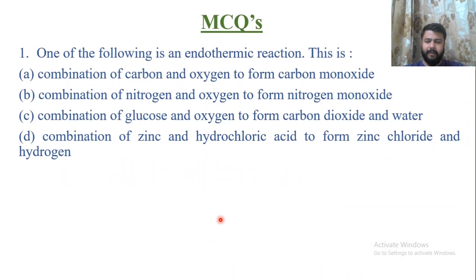Okay, now MCQ questions. Nowadays these MCQs are part of your CBSE examination. Which one of the following is an endothermic reaction? Endothermic means heat is used as a reactant. The combination of carbon and oxygen to form carbon monoxide is an exothermic reaction. You have to remember this.